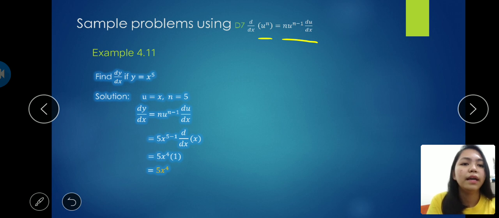So, ang mangyayari, identify lang ulit natin si u and then n. So, yung exponent niya naging multiplier sa baba, and then yung pag kinopya mo na si original na term na u raised to n minus 1, nag-minus 1 lang tayo sa exponent niya, then get the derivative of the base, which is x. So, we have 5x raised to 4 times 1. So, pag sinimplify, 5x raised to 4.